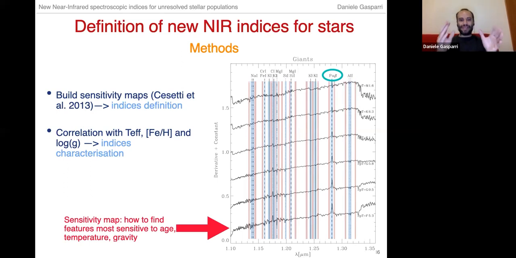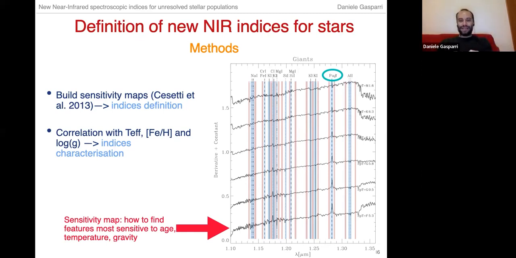So through these sensitivity maps, I recognized the lines sensitive to a variation of stellar parameters. For example, here we can see the Paschen beta line. This is the derivative of the Paschen beta. You can see there is a spike going down on the spectra because the Paschen beta line is very sensitive for different spectral types, which means for different stellar temperatures. So we have a very large variation. So the Paschen beta line is a very useful line to be used as an index.